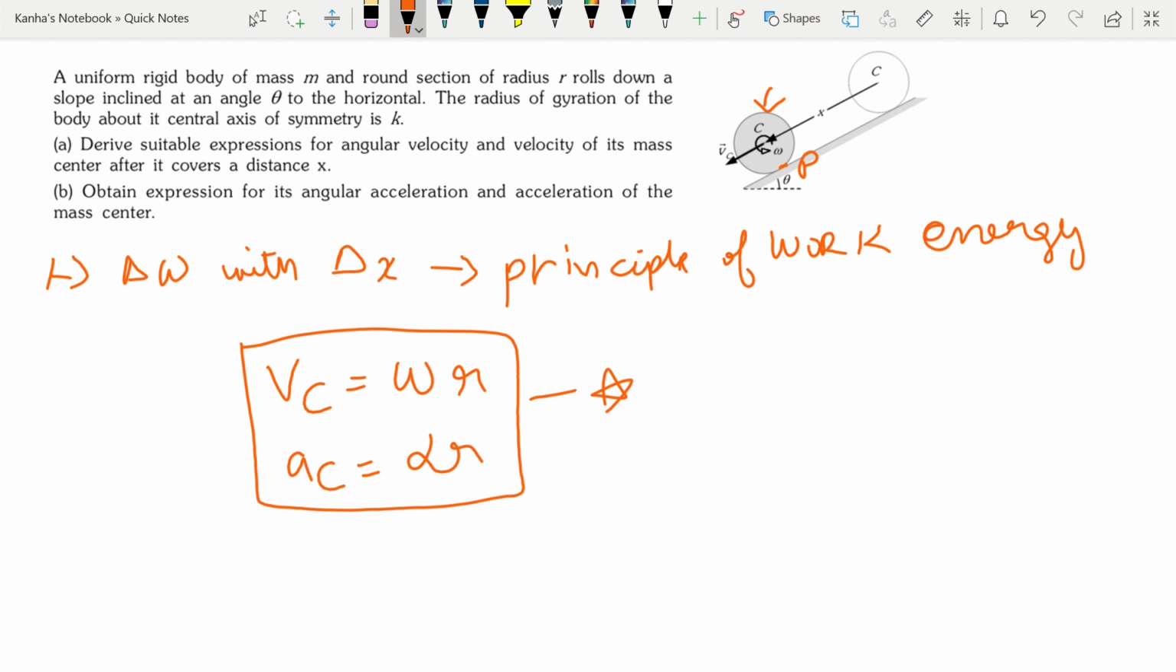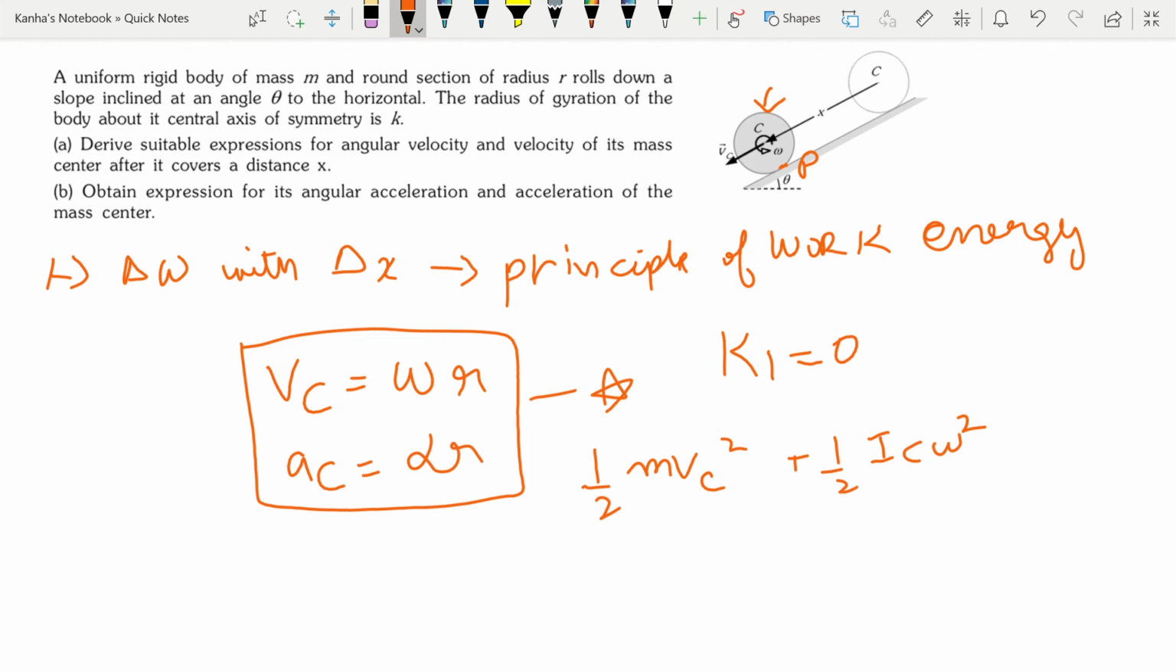Now in order to analyze this motion, which is rolling plus translation, I can use this as a superposition of two motions separately: the translation of the center of mass and simultaneous rotation about the center of mass. So initially, what was my kinetic energy of the system? It was 0. Finally, what is the kinetic energy? It is half m Vc square plus half Ic omega square.